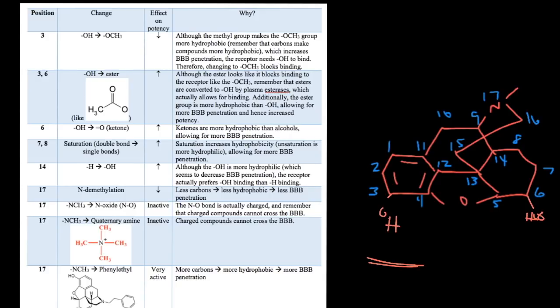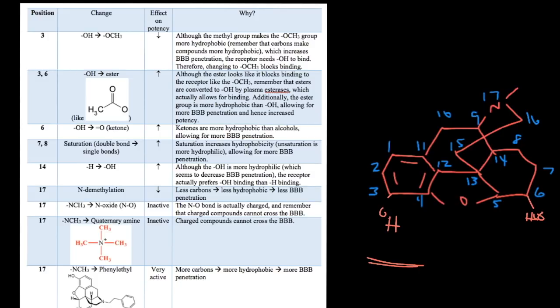Additionally, the ester group is more hydrophobic than OH. Remember that adding carbons makes a compound more hydrophobic. Therefore, this allows the compound to penetrate the blood-brain barrier more easily, and therefore you have increased potency. So, esters have increased potency because, number 1, they're more hydrophobic. Remember, more carbons are more hydrophobic.